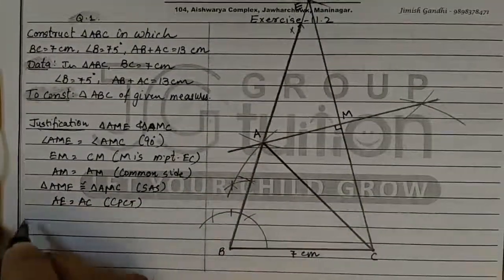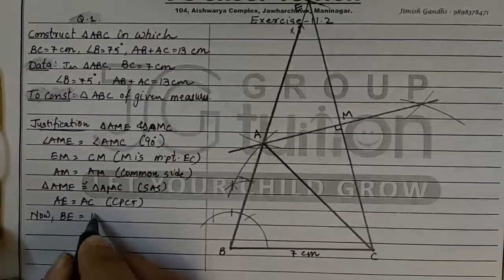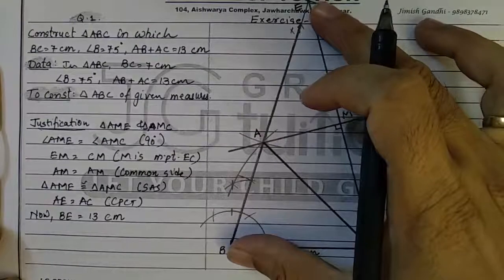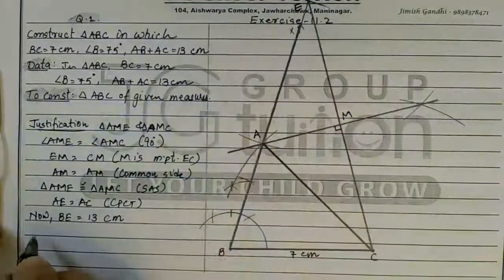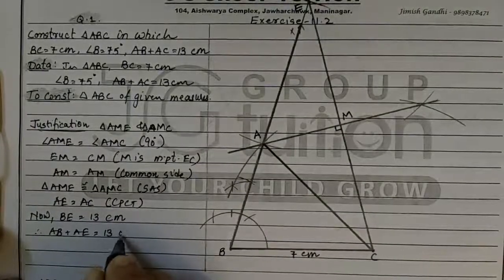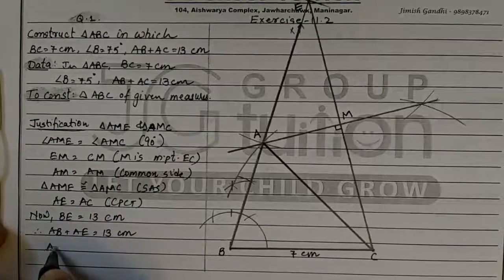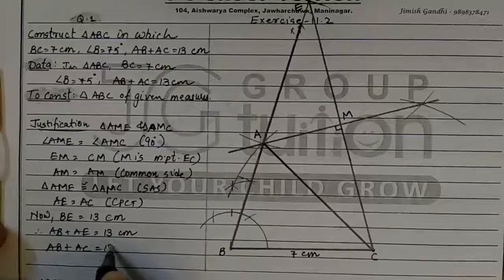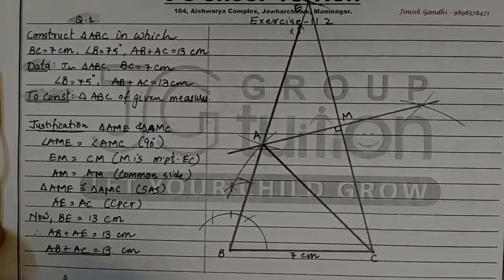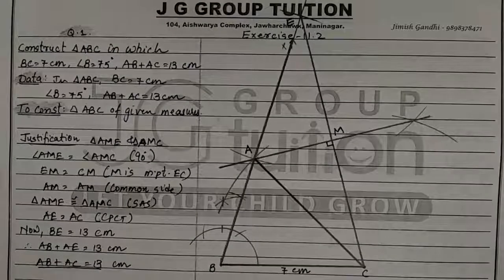Now let us complete the justification. At the beginning we constructed BE equal to 13 centimeter. BE is basically AB plus AE, so AB plus AE equals 13 centimeter. But as we have just shown, AE equals AC. Therefore AB plus AC equals 13 centimeter. So this is the justification of triangle ABC. I hope students you understand this. It is a very important construction. Thank you.